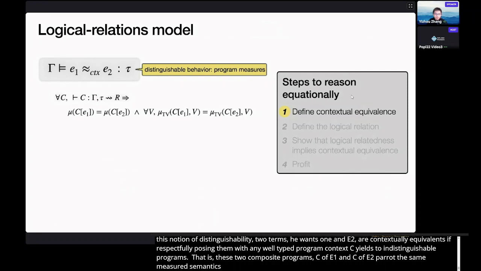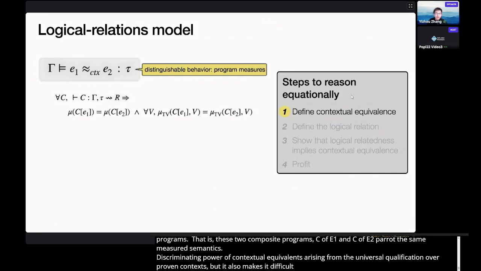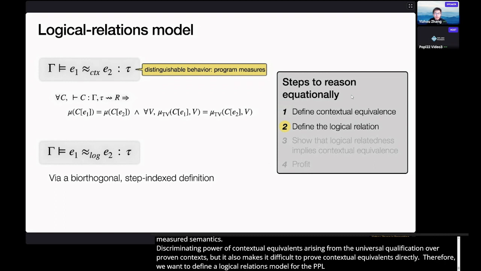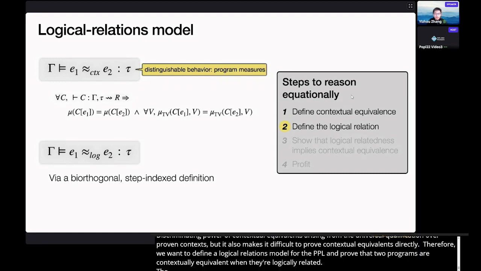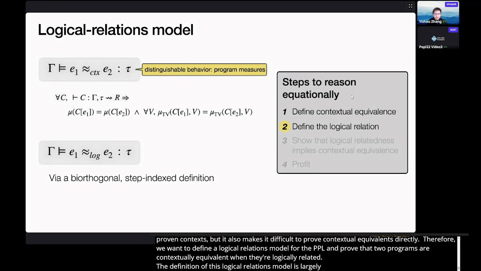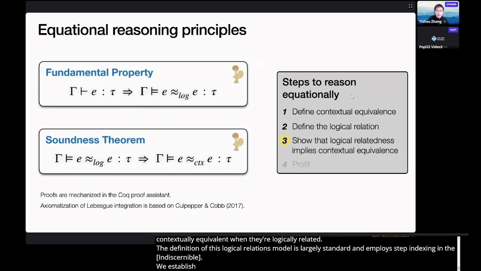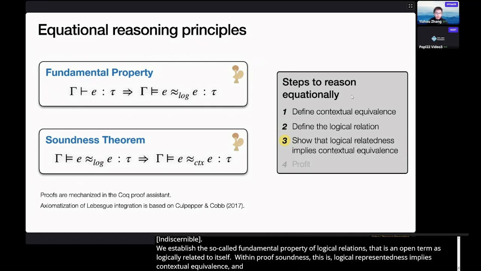The discriminating power of contextual equivalence arises from this universal quantification over program contexts. But it also makes it difficult to prove contextual equivalence directly. Therefore, we want to define a logical relations model for the PPL and prove that two programs are contextually equivalent whenever they are logically related. The definition of this logical relations model is largely standard. It employs step indexing and biorthogonality. We establish the so-called fundamental property of logical relations. That is, an open term is logically related to itself. We then prove soundness, that is, logical relatedness implies contextual equivalence. And the proofs of these key results are mechanized using the Coq proof assistant.